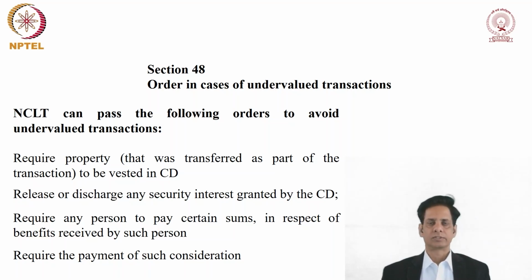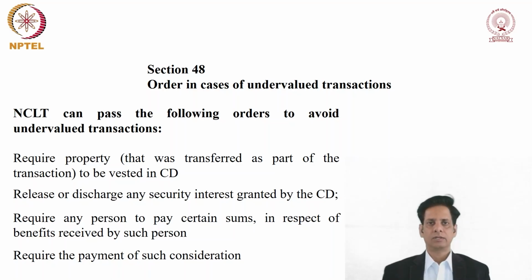I told you an example where a 25 crore worth property is transferred to a person at 5 crores. That's an undervalued transaction. NCLT may now ask that person to give back the 20 crores which he enjoyed as a benefit because of the undervalued transaction. Then the last one is to require payment of such consideration by any party which it had not paid.